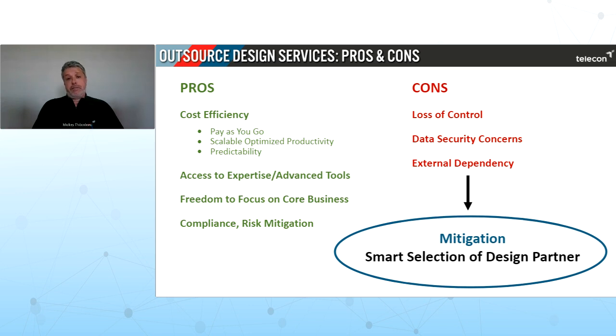You can apply some performance metrics. Contracts with outsourcing firms typically will include KPIs, such as on-time delivery, accuracies, rework rates, things like that. And many external firms have dedicated quality control teams, which will ensure that your deliverables meet your customer standards.